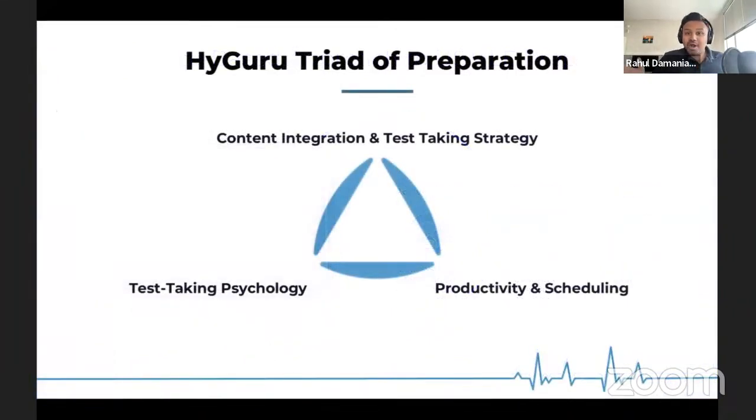Whenever I prepare students one-on-one or in my pass-fail course, I always focus on this triad. Number one, content integration and test-taking strategy, understanding why each sentence is in the vignette. I also focus on making sure that you are productive and you're going through the material in a systematic way. But one of the most important things that I'm very passionate about, and you can probably feel this in the energy as I'm talking to you today, is to optimize your test-taking psychology. Prometric exam day is stressful, and so my goal is to make sure you practice like you play during your dedicated study so that you can perform on exam day.